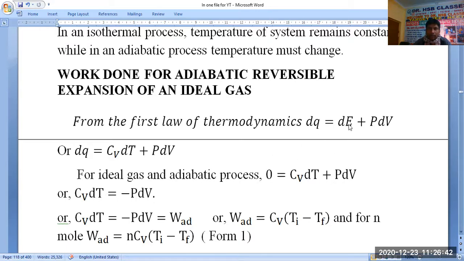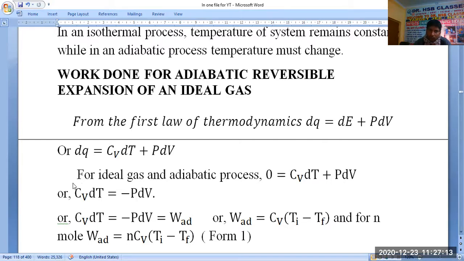What is dE? That means Cv equal to del E by del T at constant volume. That means dE equal to Cv into dT. So in place of dE, we can substitute Cv dT, and this is pdV, and dq equal to 0 for the adiabatic process. For this reason, Cv dT equal to minus pdV.